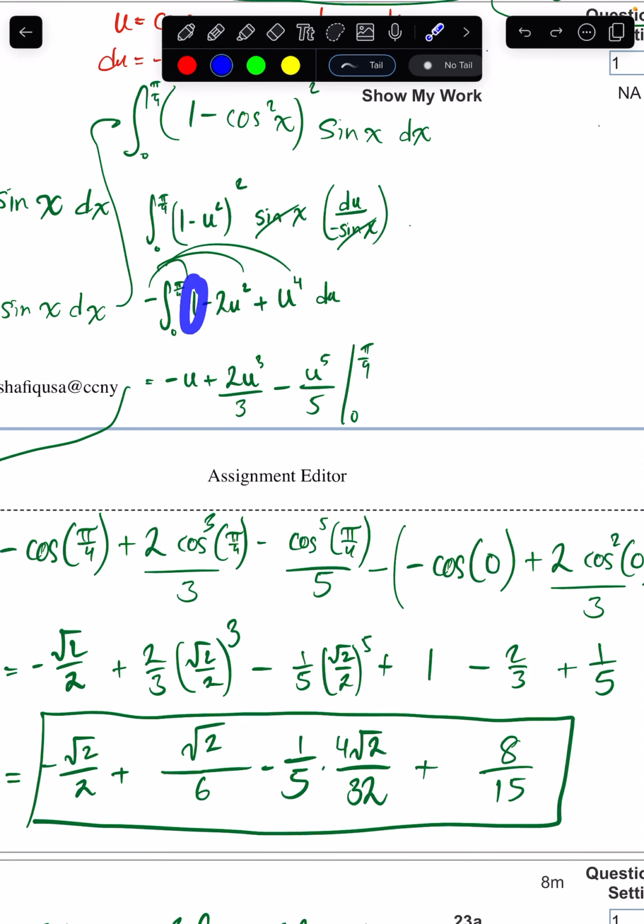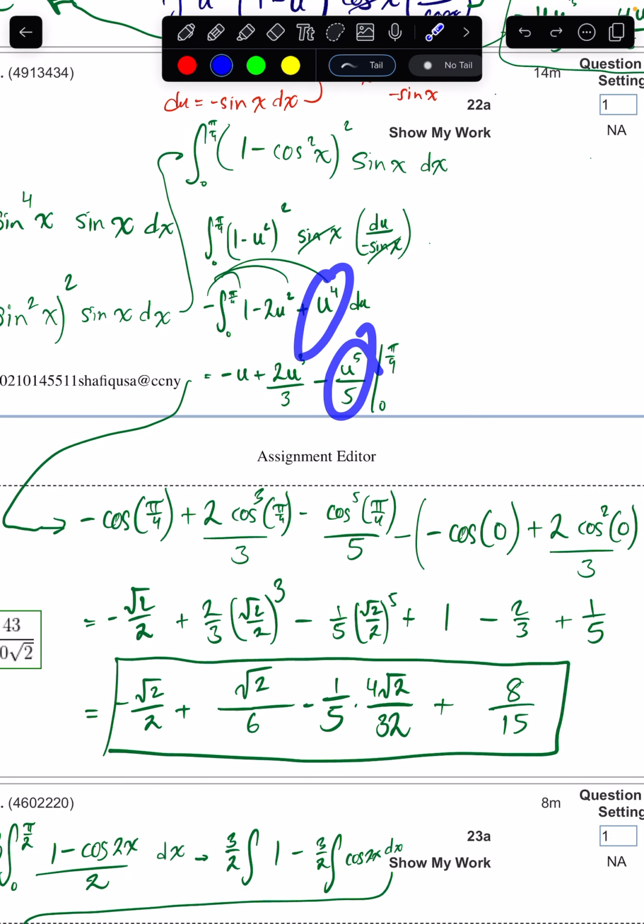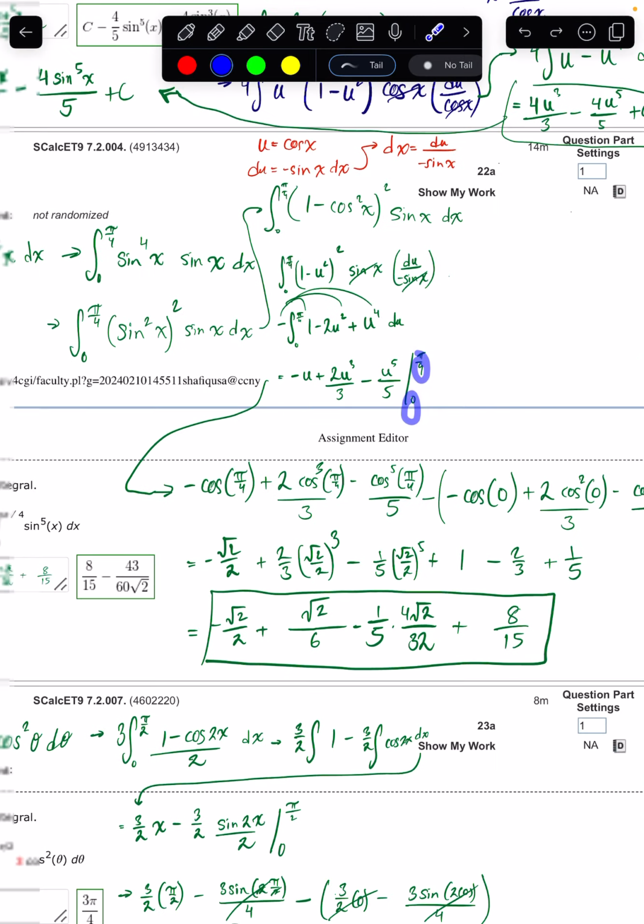And then the 1 becomes just a u, and the integration of 2u squared is 2u to the 3rd over 3, same with this. And then the annoying part is the substitution.